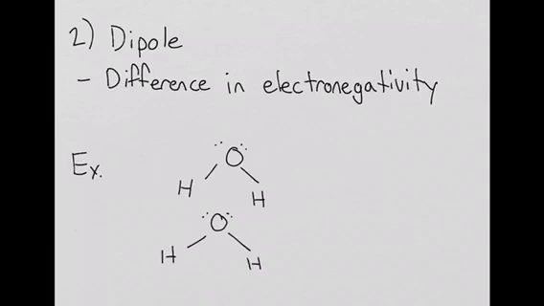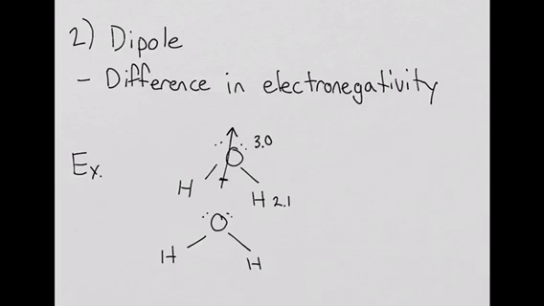Okay, now moving on to the second type of force. It's going to be called the dipole force. And what are they? They are differences in electronegativity. So, for example, oxygen has an electronegativity around 3.0. Hydrogen has an electronegativity around 2.1. So is there a dipole in this molecule? Well, yeah, it's going to be going this way. So the dipole arrow is going up.